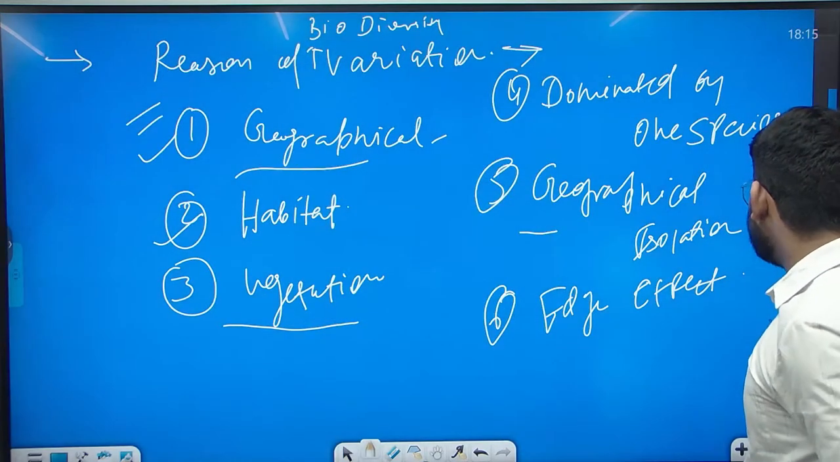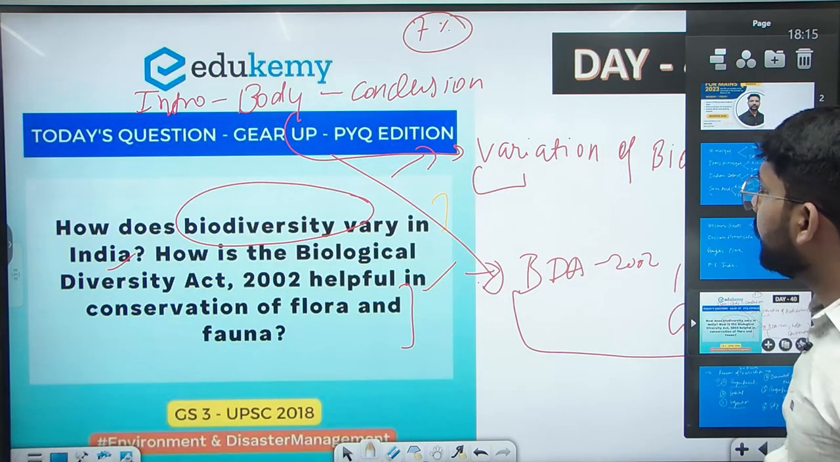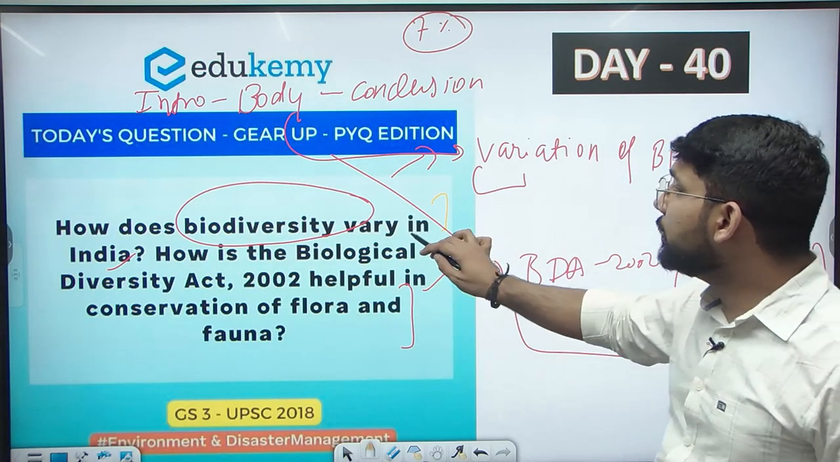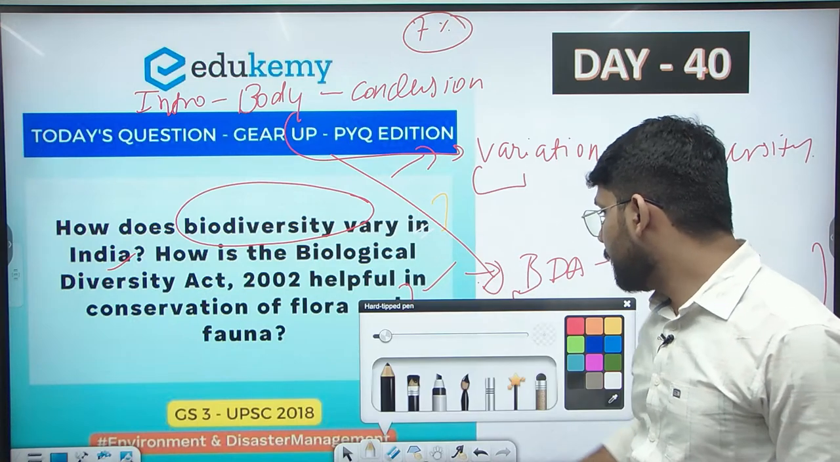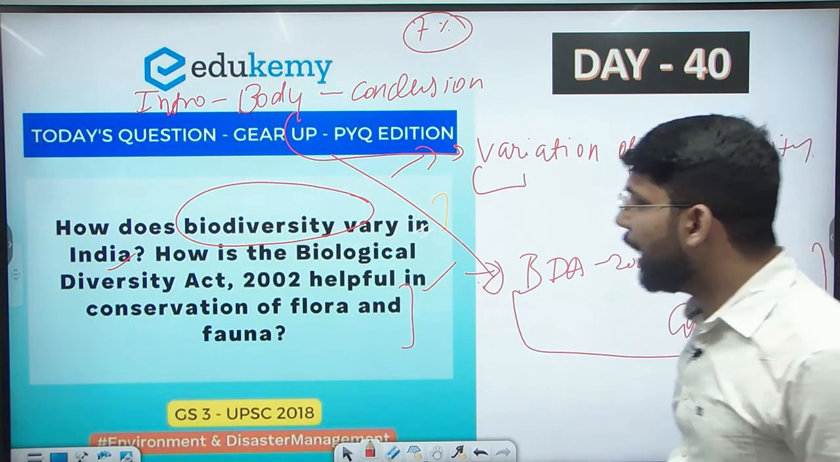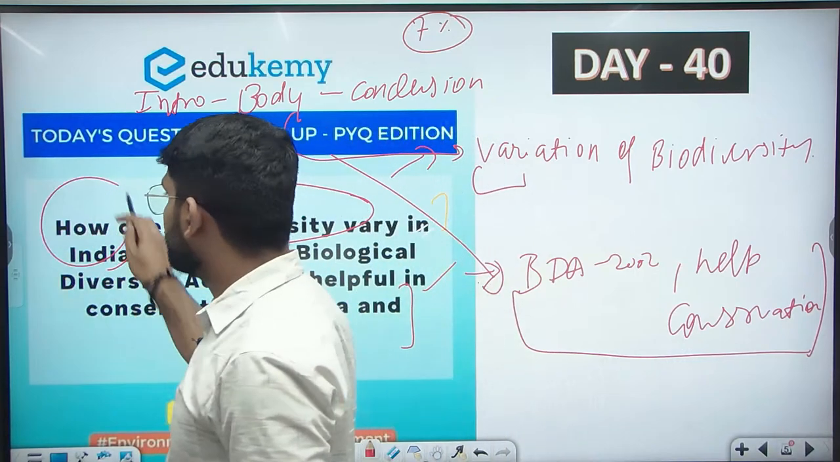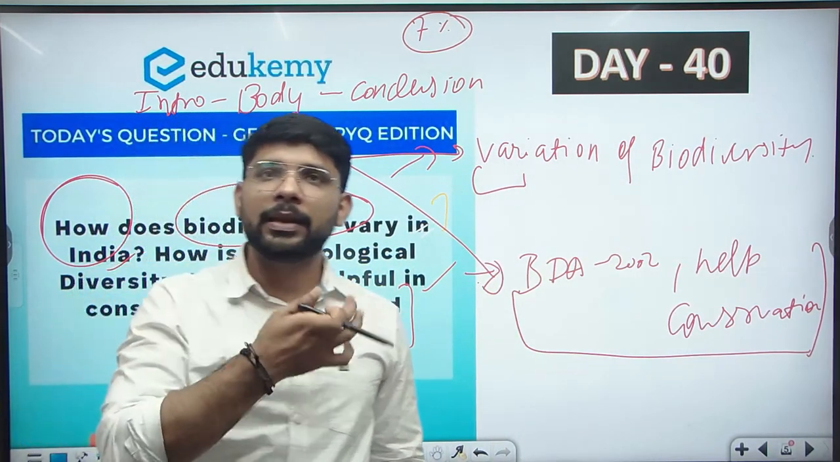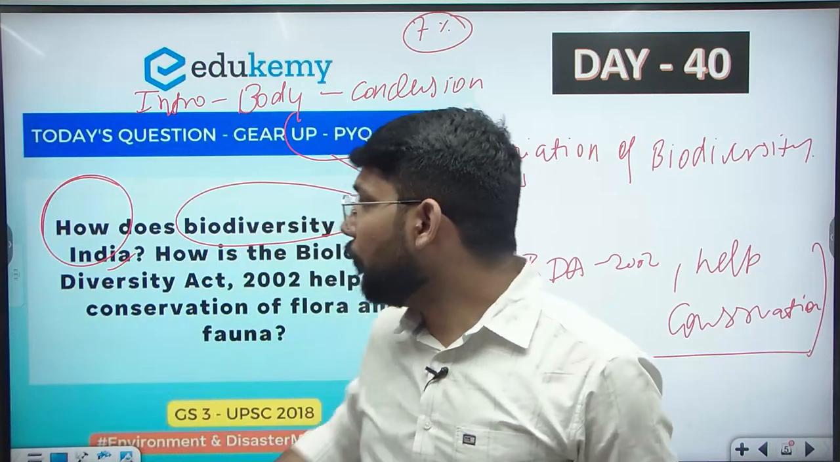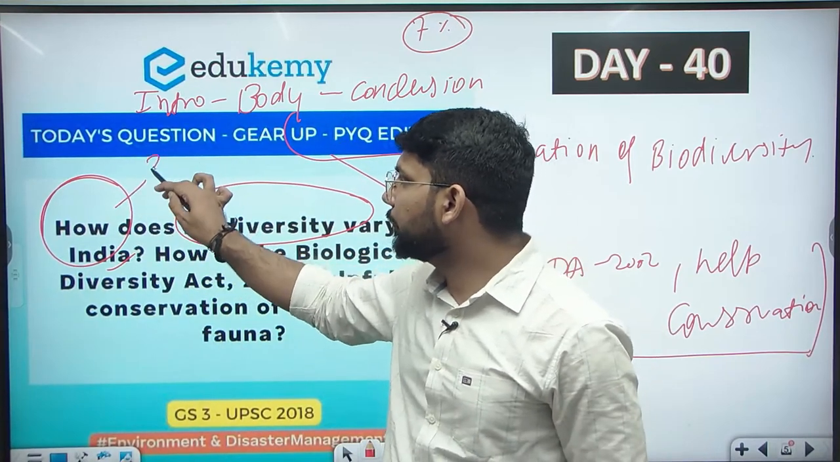Now, what is the second part of the question demanding? It is demanding, how does diversity vary in India? So now we need to be focused on this how part. Kaise? So we listed out the regions. Humne regions ko list kiya. Now we need to be focused on this how part.